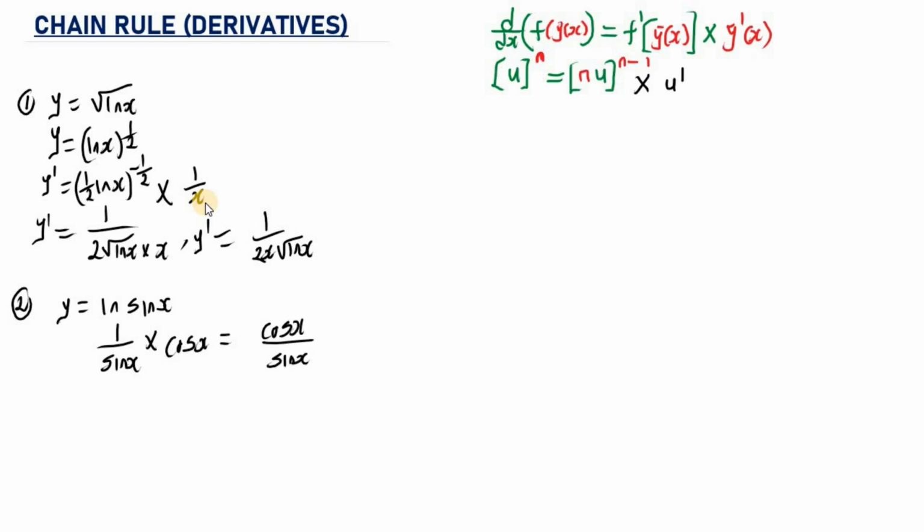So this is going to be cosine s over sine s. So this is going to be the answer. So let's take a look at another example.